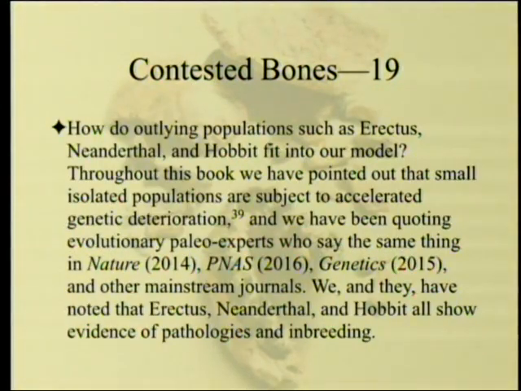How do outlying populations such as Erectus, Neanderthal, and Hobbit fit into our model? Throughout this book, we have pointed out that small isolated populations are subject to accelerated genetic degeneration. And we have been quoting evolutionary paleo experts who say the same thing in Nature, PNAS, Genetics, and other mainstream journals. And recently, we and they have noted that Erectus, Neanderthal, and Hobbit all show evidences of pathologies in inbreeding.